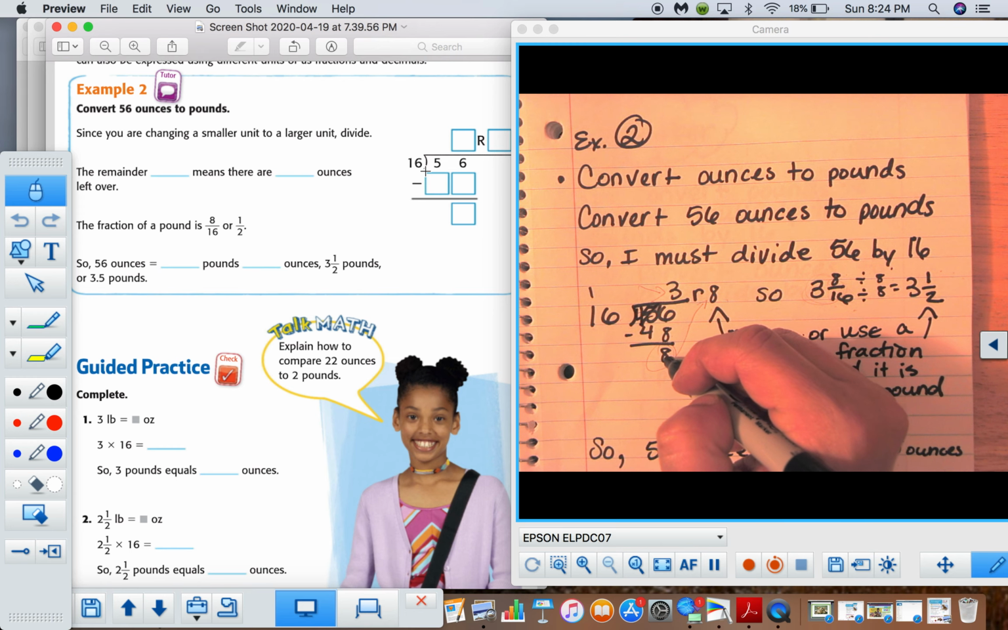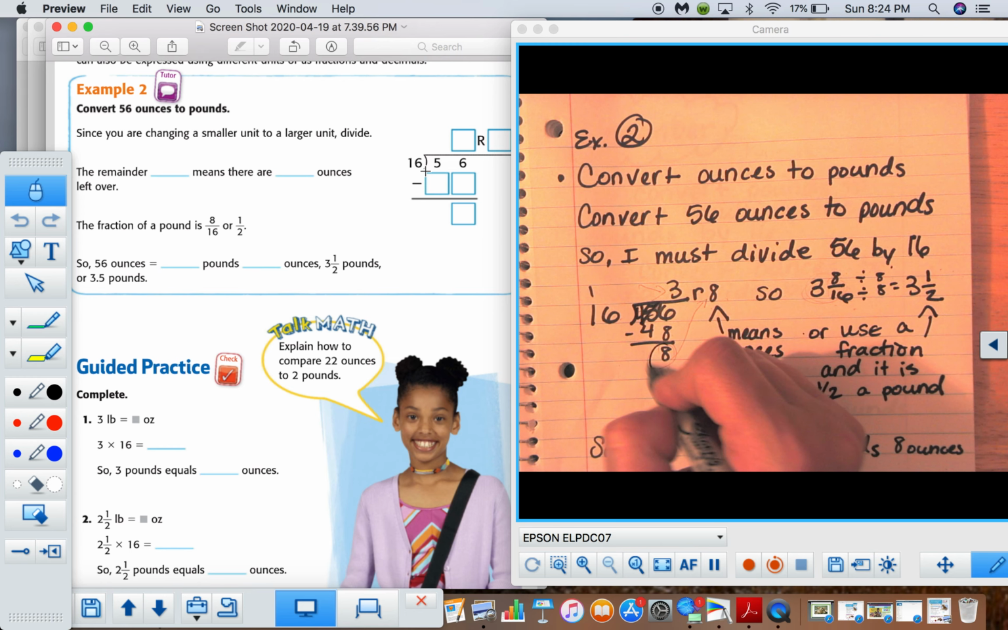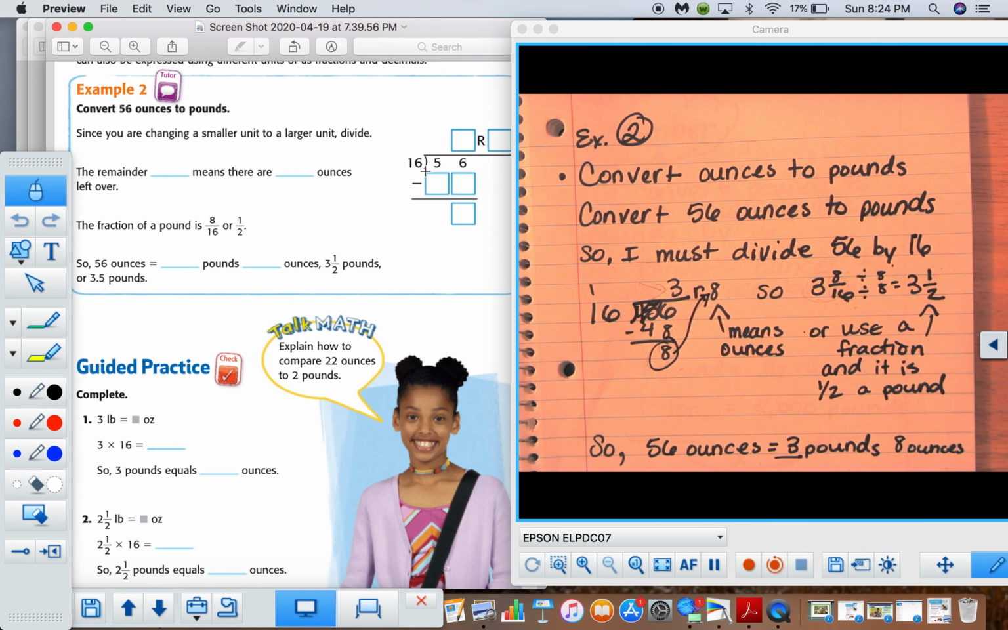16 minus 8 is 8. 4 minus 4 is nothing. So we have a remainder. We have a remainder of 8. Now, that means we have something left over.